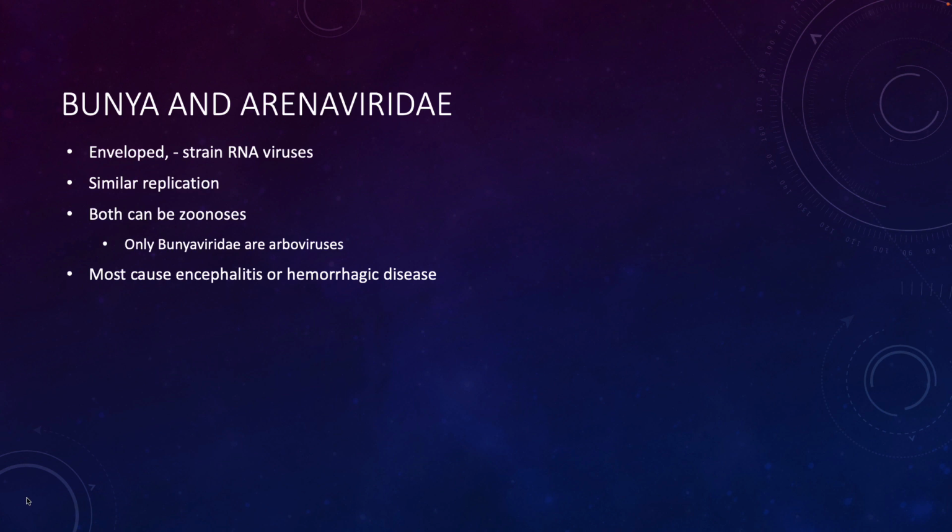Generally, only the Bunyaviruses are technically arboviruses, but they do kind of get lumped in together because they cause very similar symptoms. They mostly cause encephalitis or hemorrhagic disease, just like our alpha and flaviviruses.